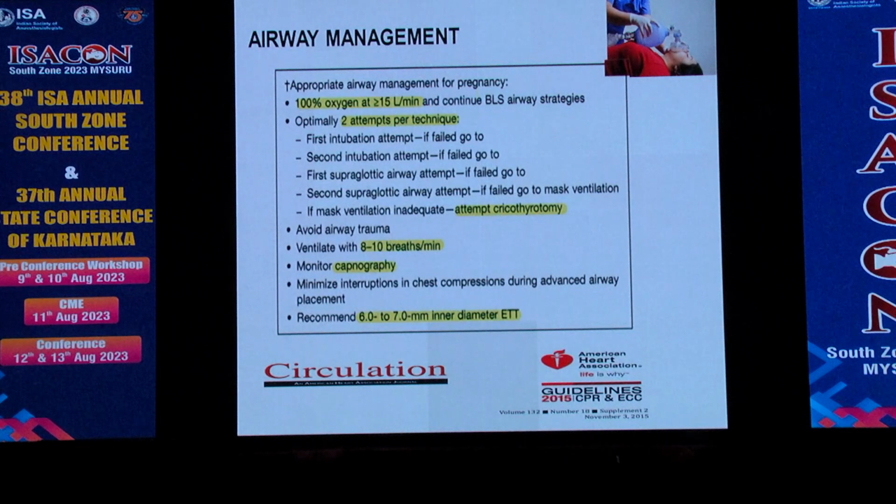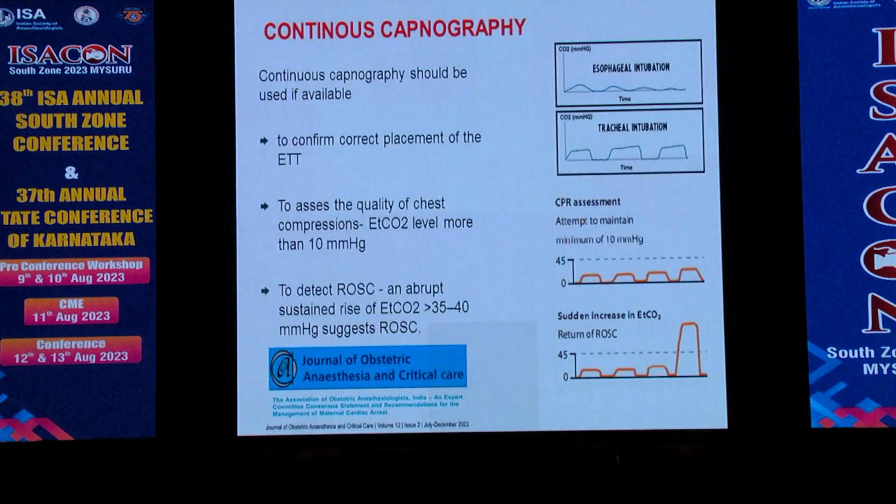So once the definitive airway is in place, ventilate with 8 to 10 breaths per minute with continuous capnography monitoring. So it is recommended that continuous capnography should be used whenever it is available. It has many advantages. It confirms the correct placement of the endotracheal tube. It assesses the quality of the chest compression.